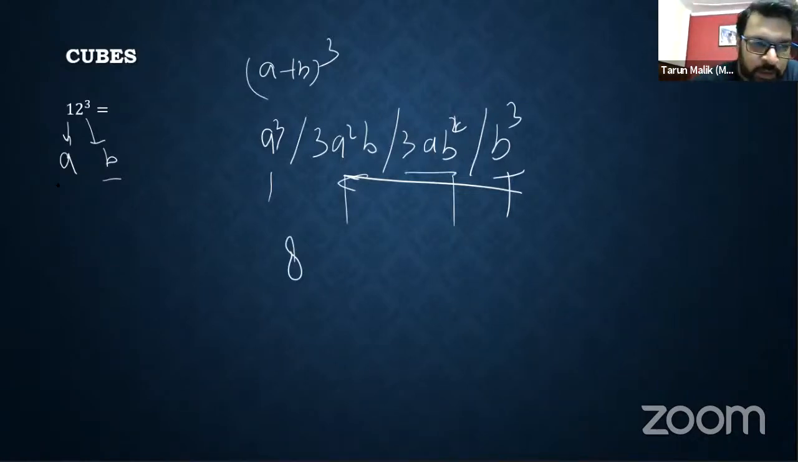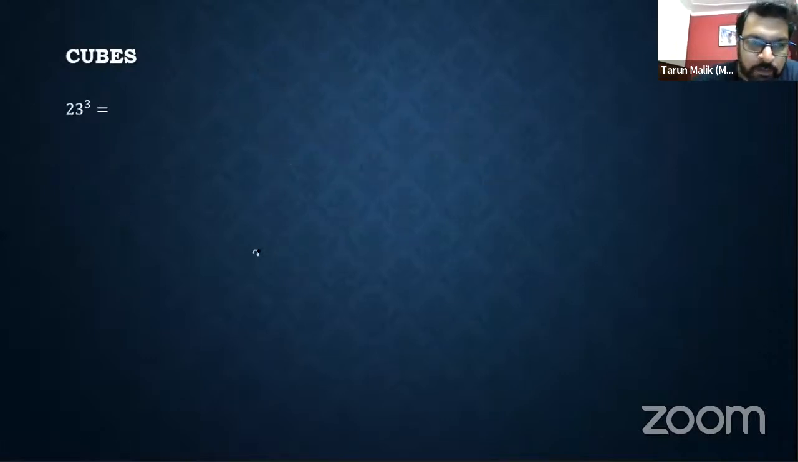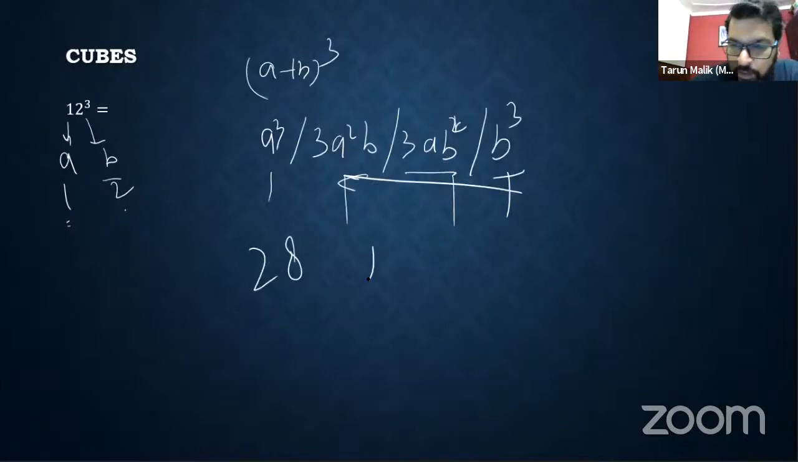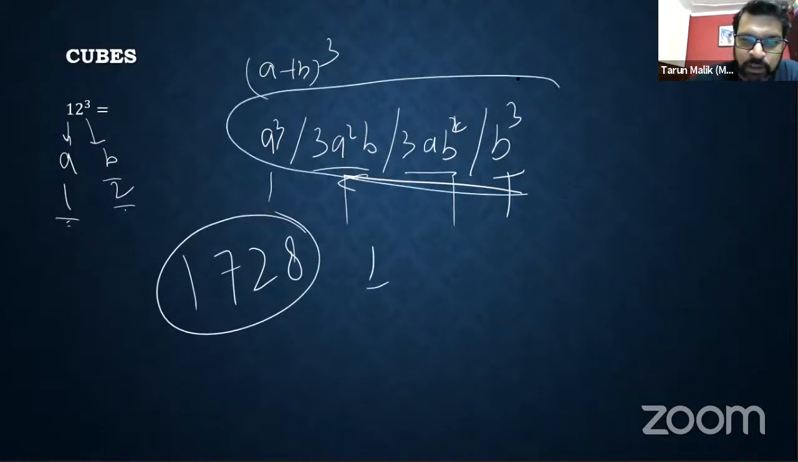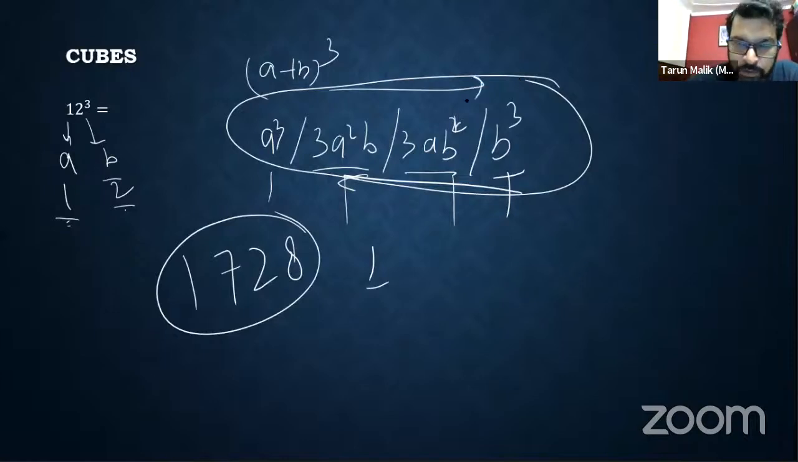Then 3AB square, 3 into A into B square, 3 into 1 into 4 is 12. So 2 is there. 1 is carry forward. So I'll come to that. Then 3A square B, 3 into 1 square into 2, that is 6, plus 1 is 7, and A cube is 1 cube, that is 1. No, you cannot do 3AB into A plus B because the actual expression is this. That you do to remember it quickly, that's it. If you follow the binomial theorem, it has to be this logic only.